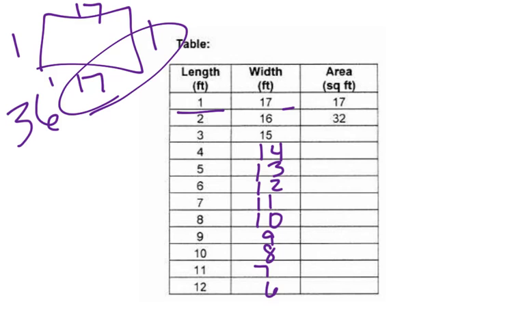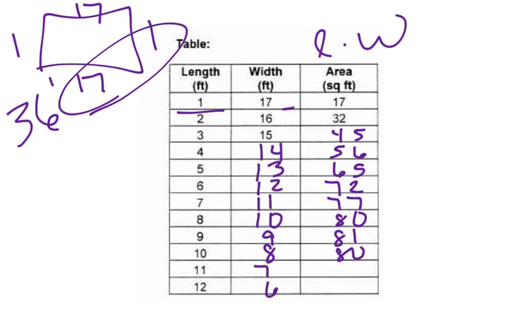Then to figure out what your area is, you would do area is length times width. So 3 times 15 is 45. 4 times 14 is 56. 5 times 13, 65. 6 times 12 is 72. 7 times 11 is 77. 8 times 10 is 80. 9 times 9 is 81.